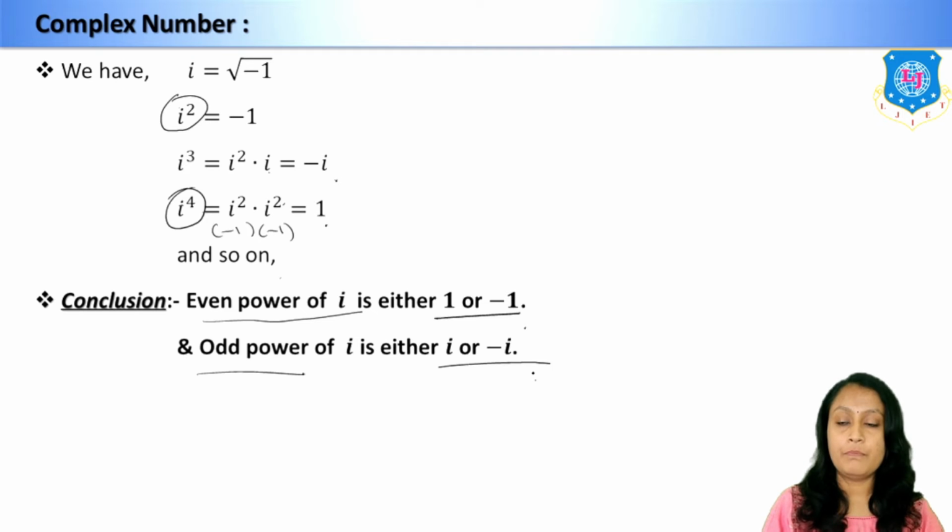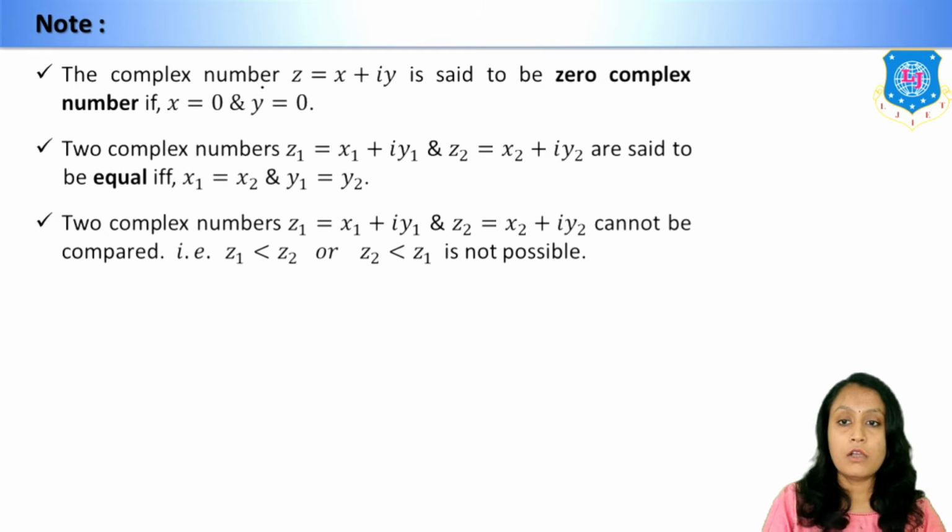Now note, the complex number z is equal to x plus iy is said to be a zero complex number if x is equal to 0 and y is equal to 0. If x and y both are 0, so z is 0 plus i0, so this z is called the zero complex number.